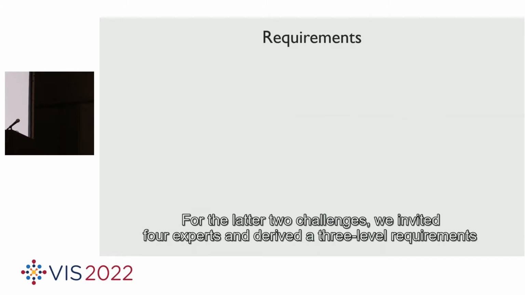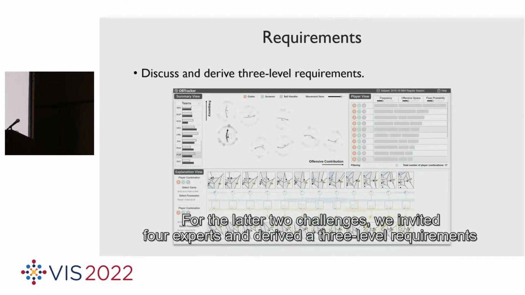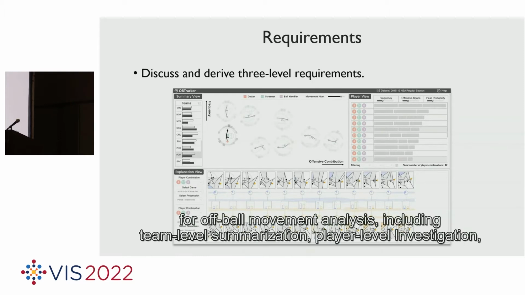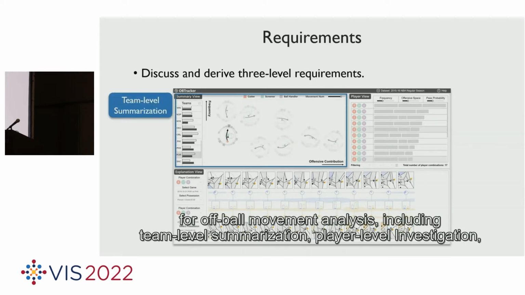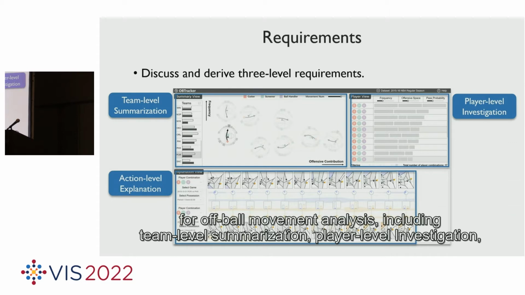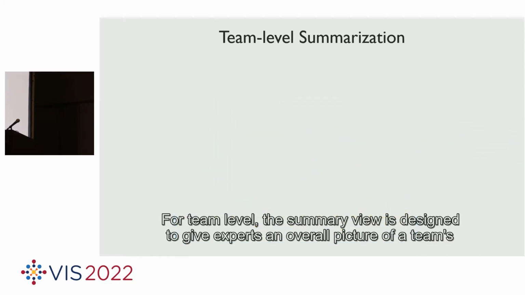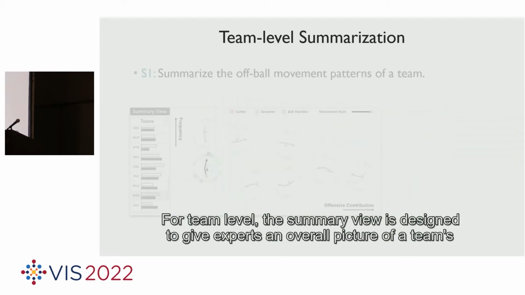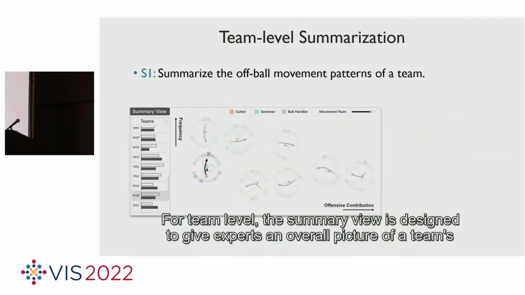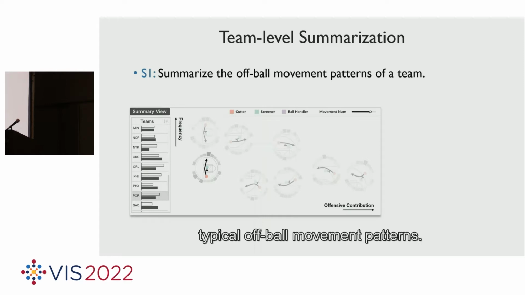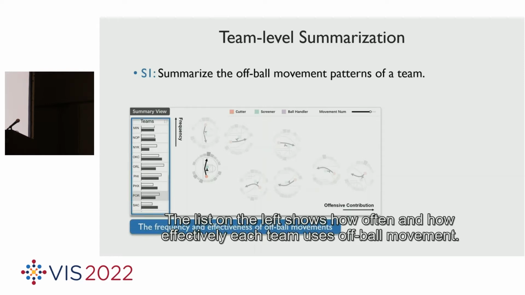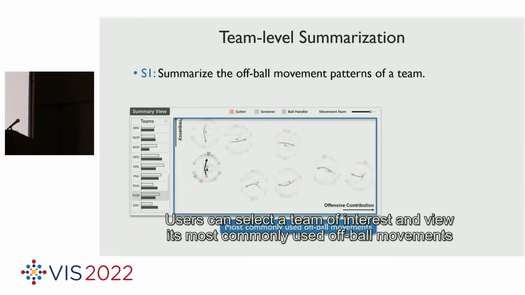For the latter two challenges, we invited 4 experts and derived the 3-level requirements for off-ball movement analysis, including team-level summarization, player-level investigation, and action-level explanation. For team level, the summary view is designed to give experts an overall picture of a team's typical off-ball movement patterns. The list on the left shows how often and how effectively each team uses off-ball movement. Users can select a team of interest and view its most commonly used off-ball movement on the right.